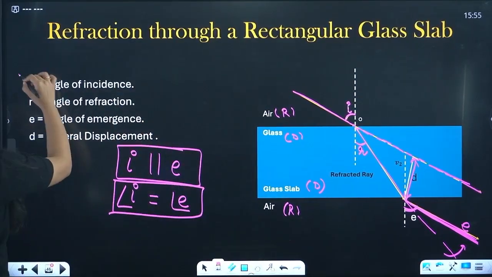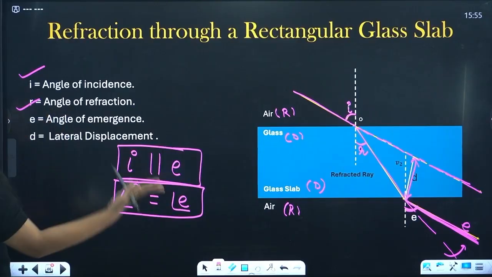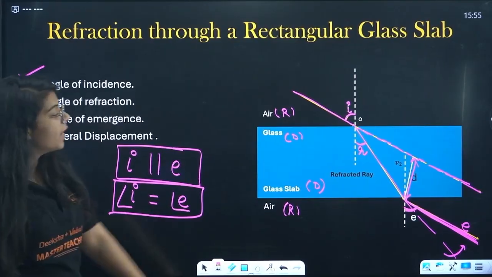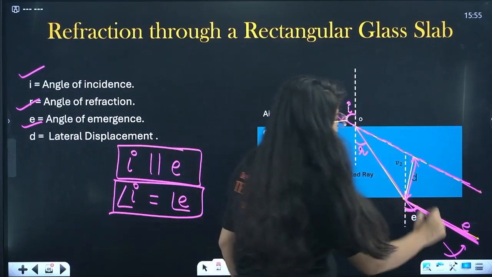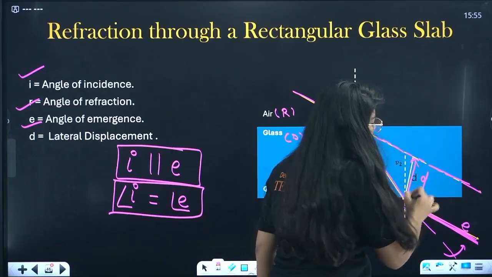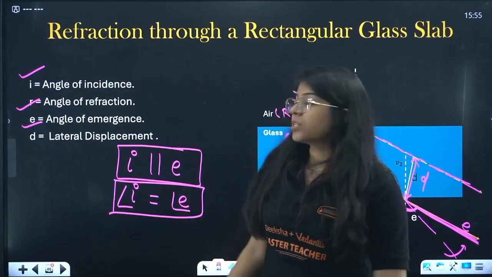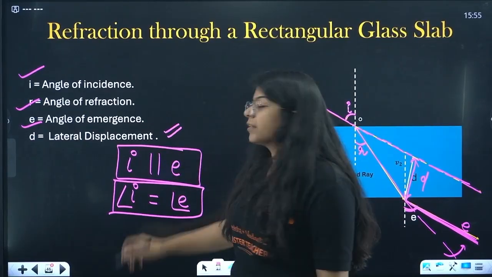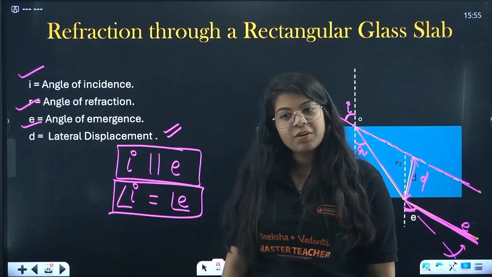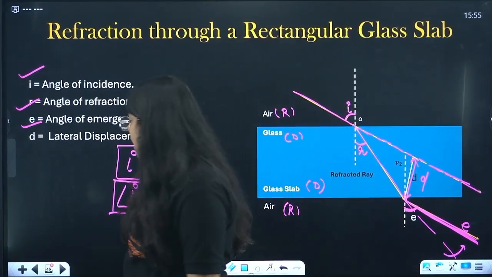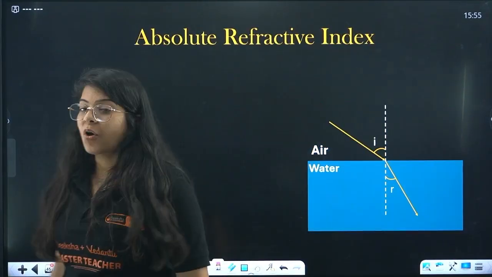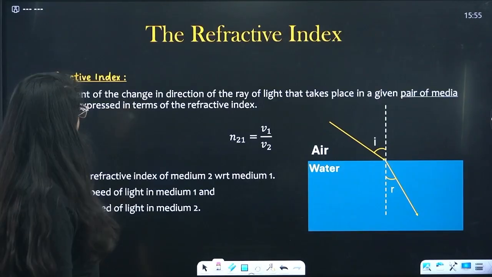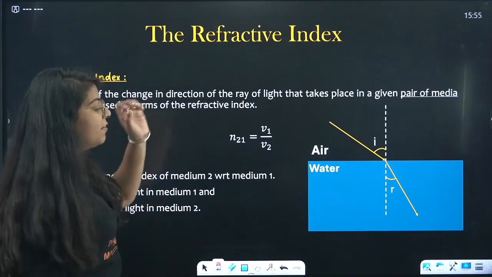Now we have i as angle of incidence, r as angle of refraction, e as angle of emergence, and this distance by which it got displaced is called lateral displacement. Understood? Next beta, we have a very important point, that is absolute refractive index and refractive index.